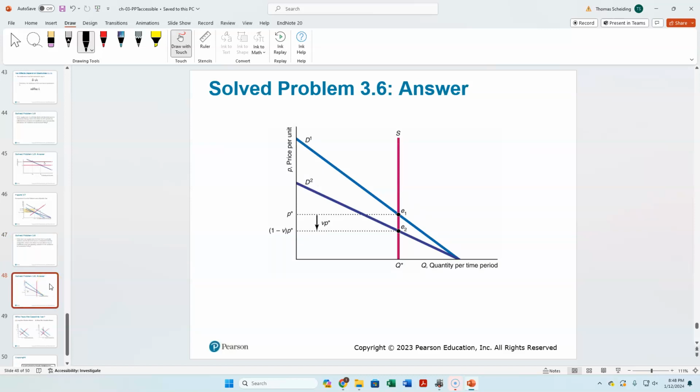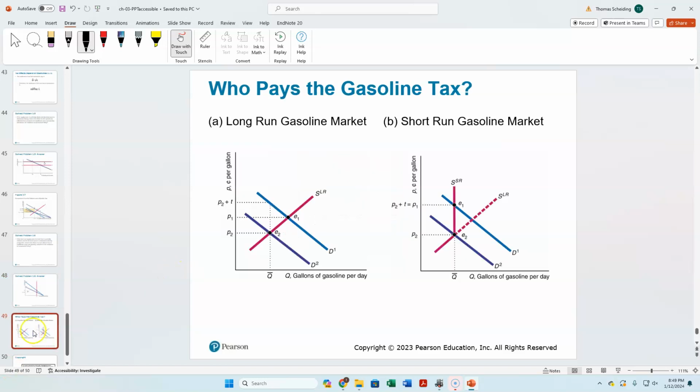So here we see, if we were to just describe this picture in general, we have an infinitely inelastic supply function and an ad valorem tax imposed on the consumer. And again, we can see now with this infinitely inelastic supply curve that the consumer pays all of the tax.